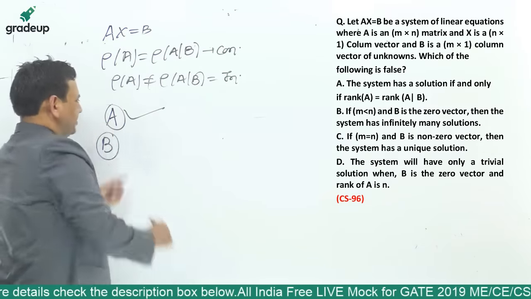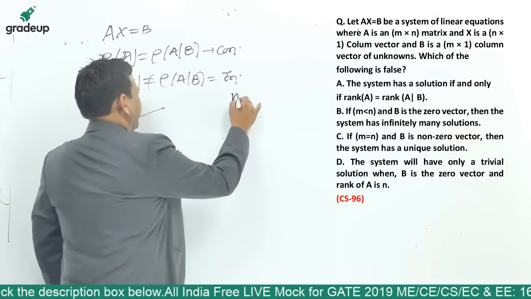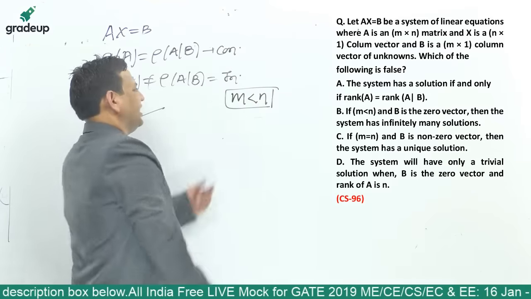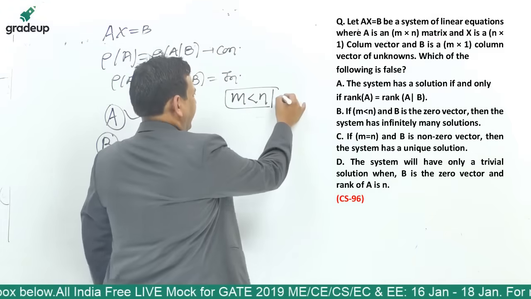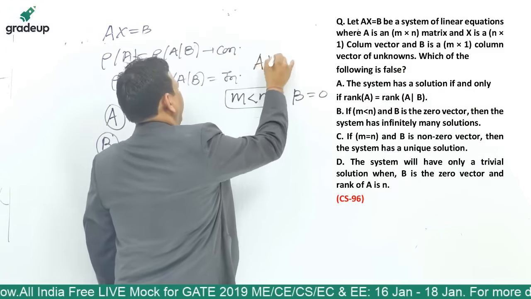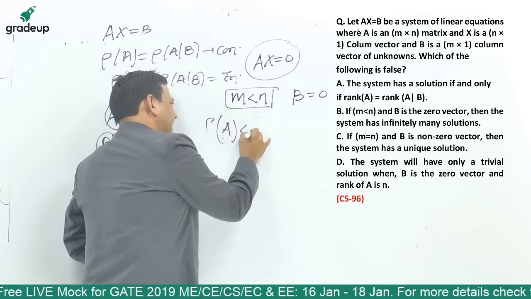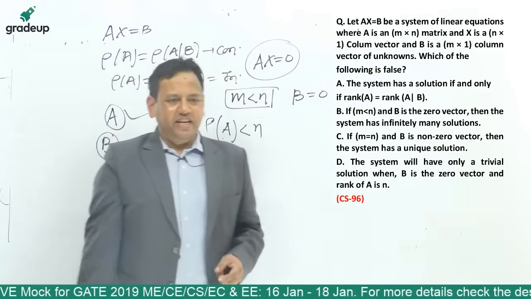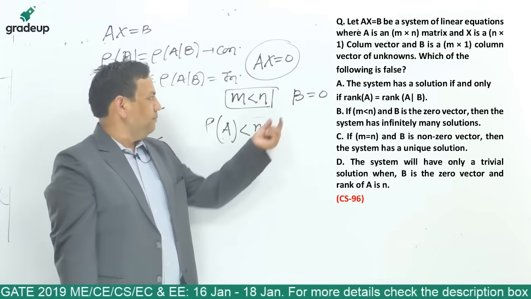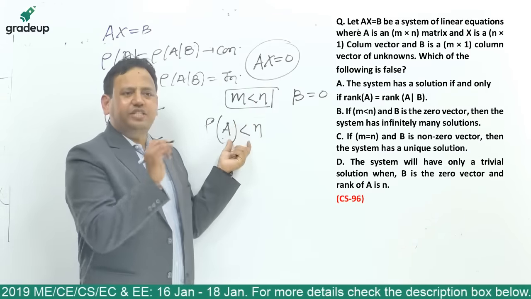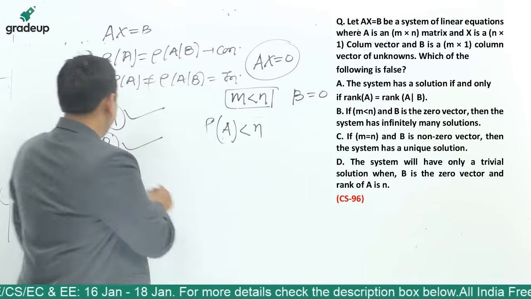Now come to option B. So this is a true statement. They are saying which of these is false. If M is less than N, the number of variables is more than the number of equations, and B is a zero vector, so this is nothing but the AX is equal to 0 case. And the rank of A would be perfectly less than N. Then the system has infinitely many solutions, 100% true. Understand what we said? B is equal to 0. Now this is a homogeneous equation and the rank is 100% less than N. So infinite solutions.